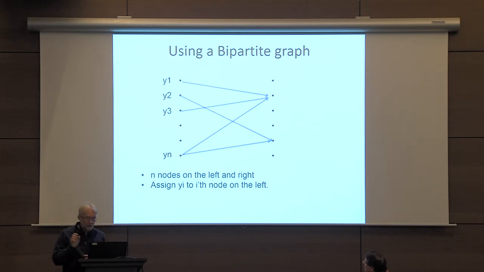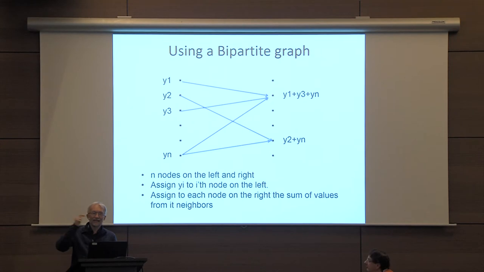And then to the right-hand side node, we will assign the sum of the y values that come from the other side, right? So this is completely natural. So the top guy there gets y1 plus y3 plus yn assigned because it's hit by those values from the left-hand side, okay?